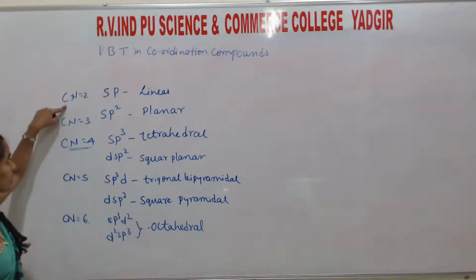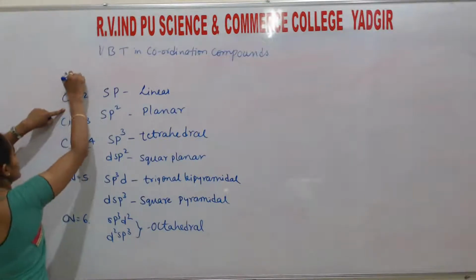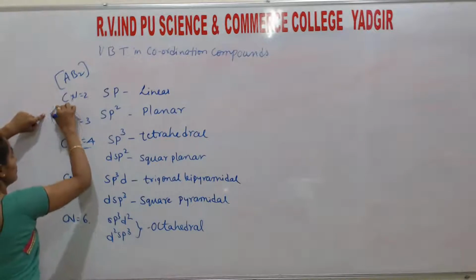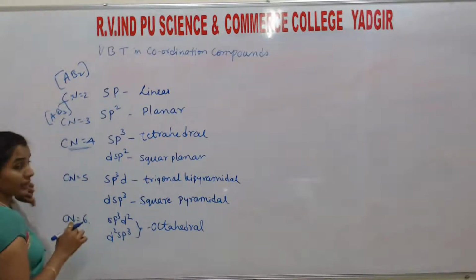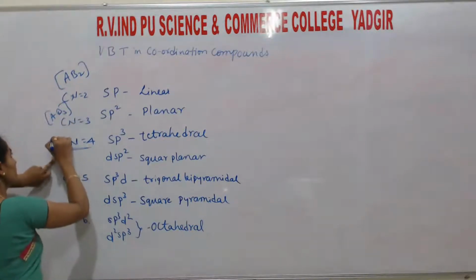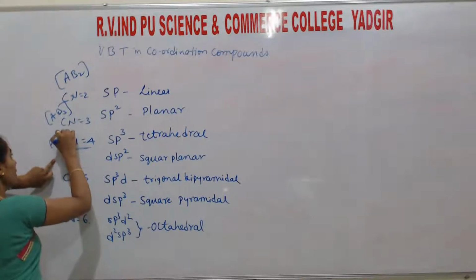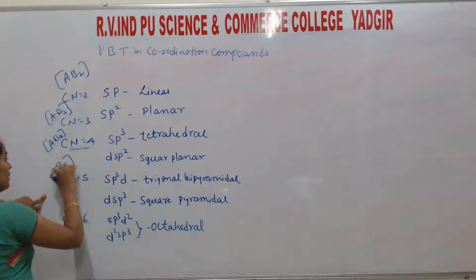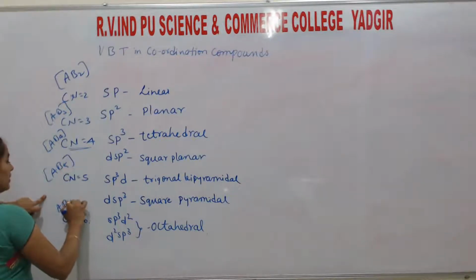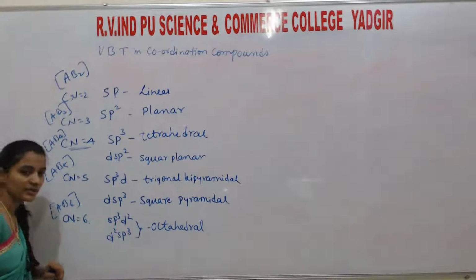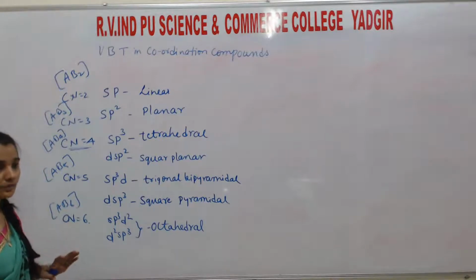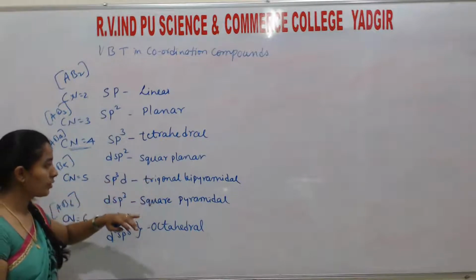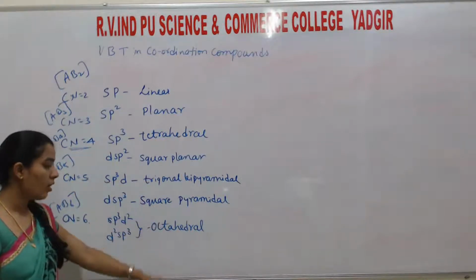So coordination number 2 means that is AB2 type, this one is AB3 type, this one is AB4 type, this one is AB5 type, and this one is AB6 type. This B represents the ligand. Understand? So the structures are linear, planar, tetrahedral, square planar, trigonal bipyramidal, square pyramidal, and octahedral.